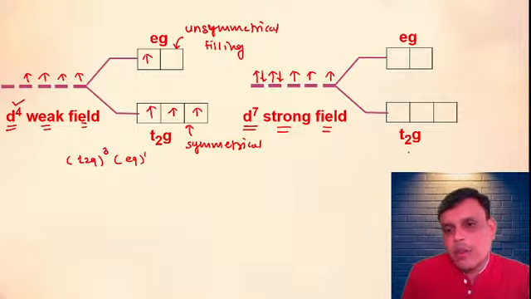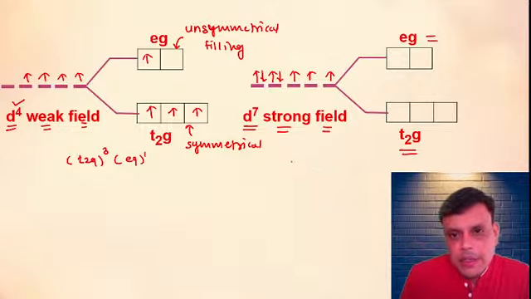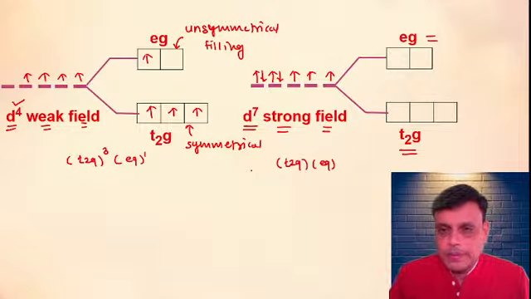And in an octahedral complex, in octahedral splitting, you have to fill the electrons in T2G and EG. So fill the electrons in T2G and EG, and tell me the electronic configuration. Here your complex is strong field.